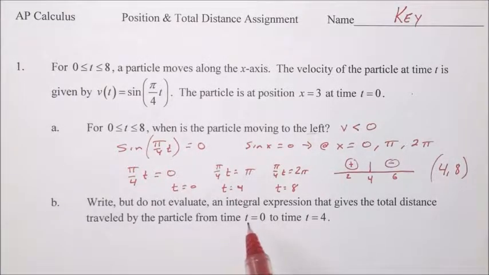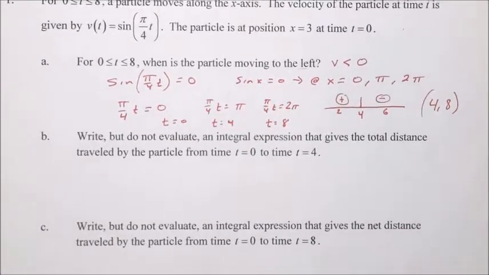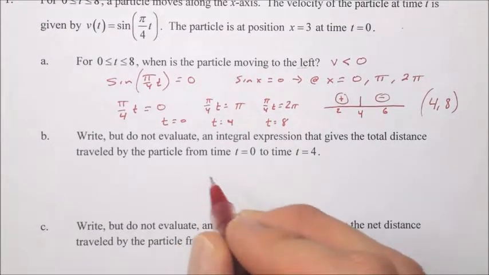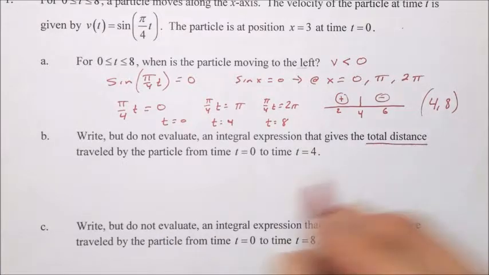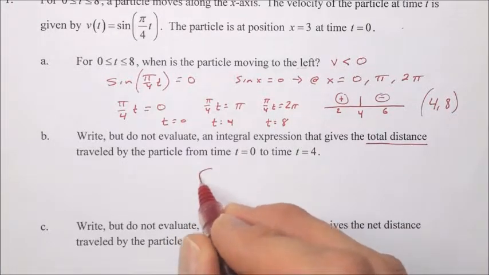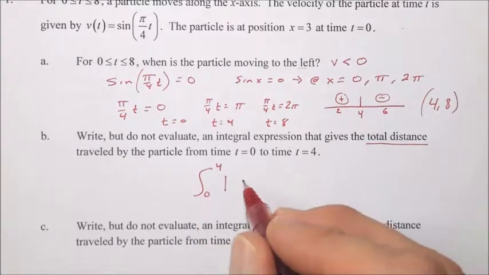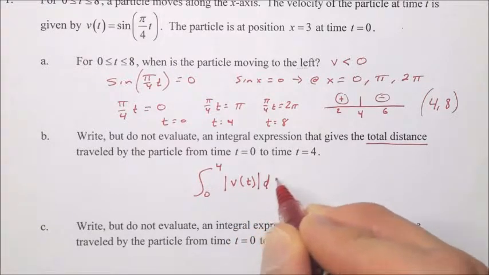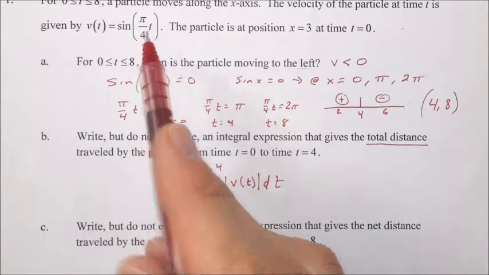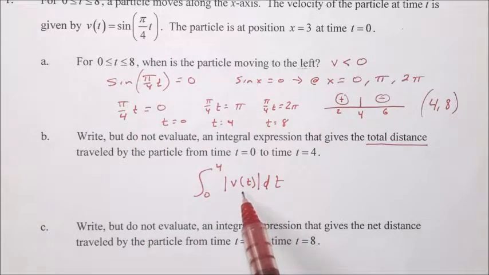Right, but do not evaluate an integral expression that gives the total distance traveled by the particle from time t equals 0 to time t equals 4. Okay, actually let me scroll up just a touch here. There we go. In doing so, total distance we know is the integral from a to b, 0 to 4, of the absolute value of our velocity function. And our velocity function is defined to be sine of pi over 4t. We don't have to write sine of pi over 4t here, but we could. But ultimately, you need the absolute value markers.